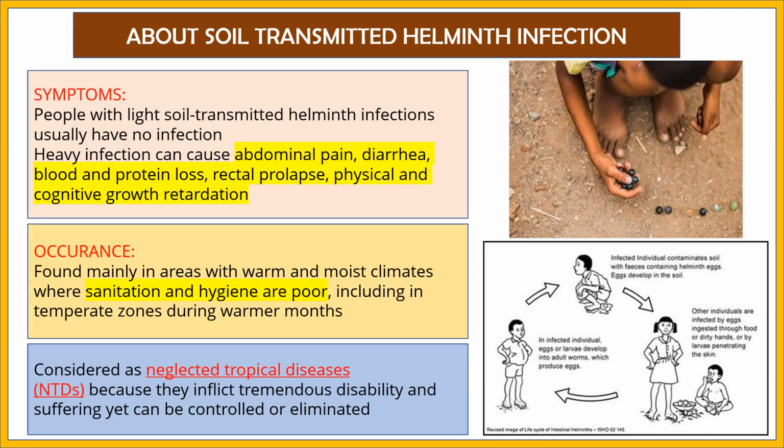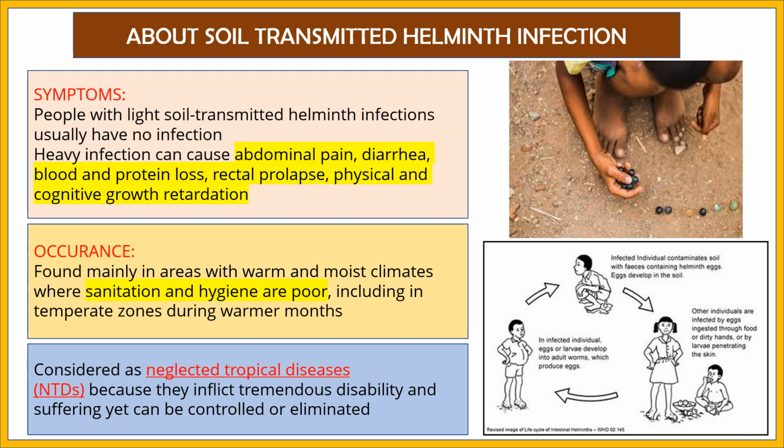When we talk about soil transmitted helminth diseases, let's see what the symptoms are. People with light soil transmitted helminth infection usually have no symptoms. And when there is heavy infection, they may cause abdominal pain, diarrhea, blood and protein loss, rectal prolapse, physical and cognitive growth retardation. So these can be some of the symptoms.